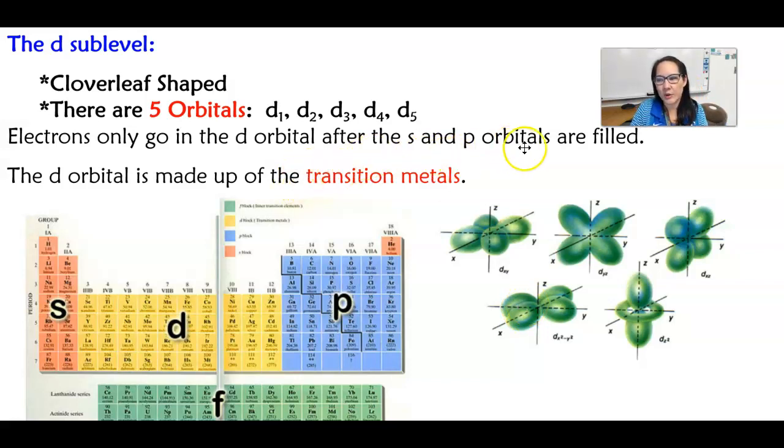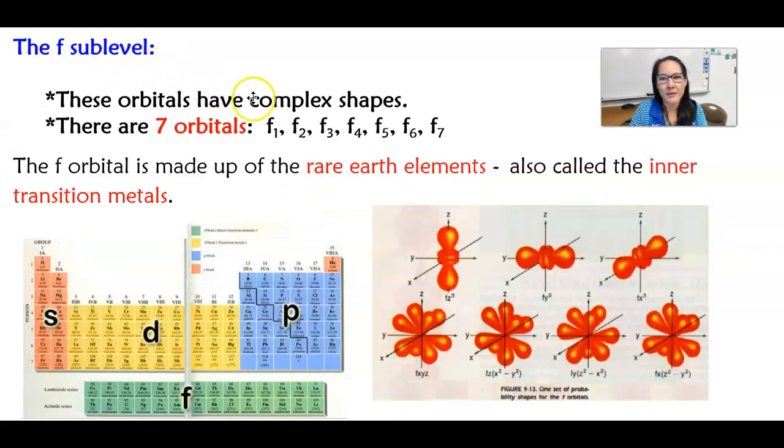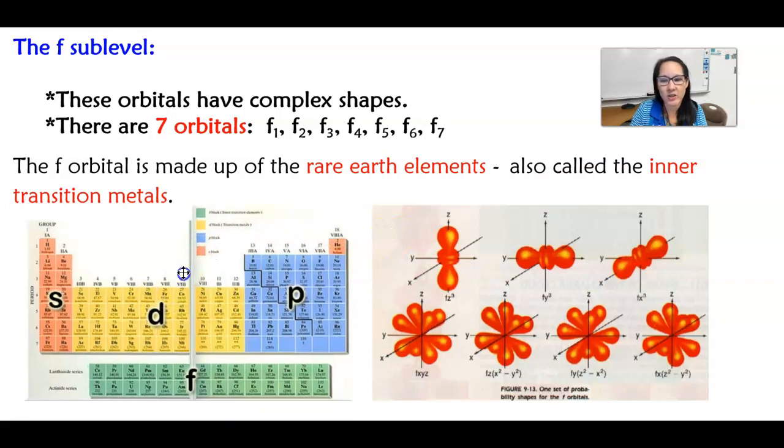Electrons only go in the d orbital after the s and p orbitals are filled. The d orbital is also made up of the transition metals. So this gold section of the periodic table is where all the d orbitals lie. The f sublevel, these orbitals have complex shapes. There are 7 orbitals, and that means that there are 7 different ways the f orbital can be oriented in the 3D plane. F orbital is made up of the rare earth elements, also called the inner transition metals. So this green block down here is known as the F block.